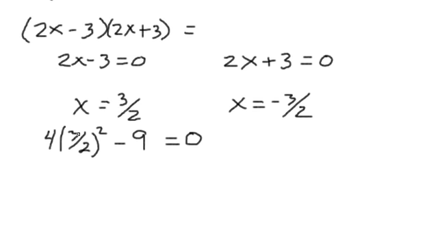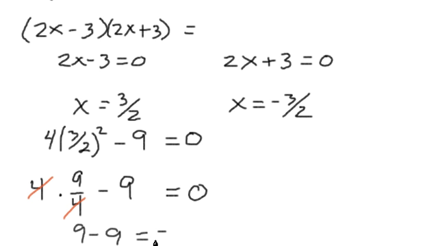So 3 halves squared, so it's going to be 3 times 3 is 9, and 2 squared is 4, times 4 minus 9. And so as you can see, our 4s here cancel out, and we're just going to be left with a 9, and 9 minus 9 is 0, so this side here is equal to 0. So that works out. Now if we tried the negative, a negative squared is positive, so we just end up with the same thing as using 3 halves.